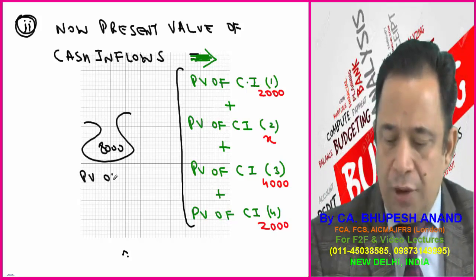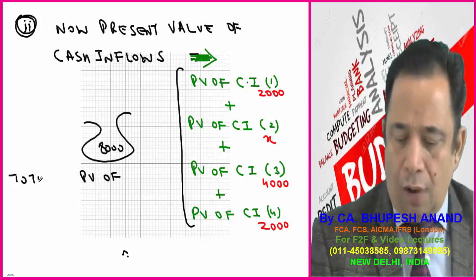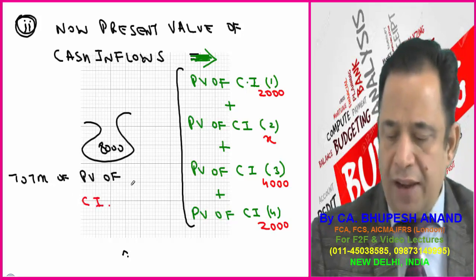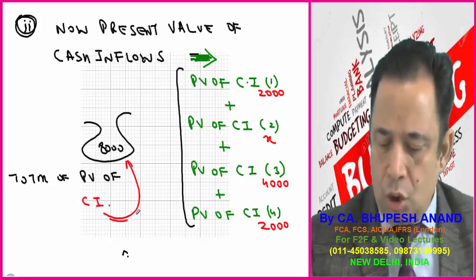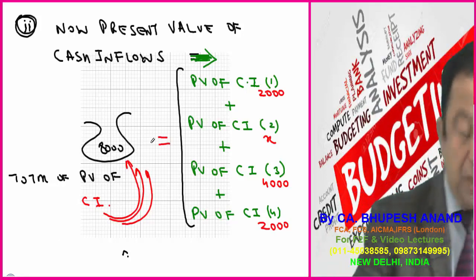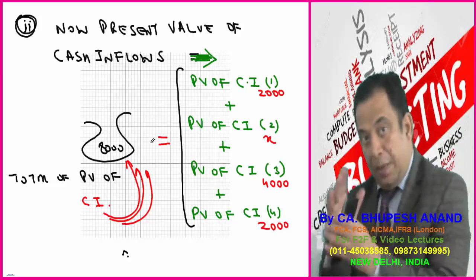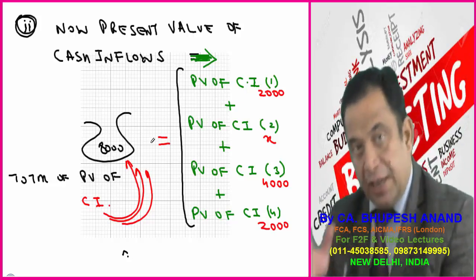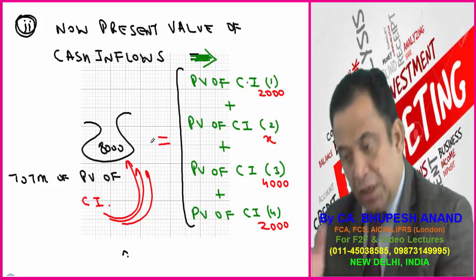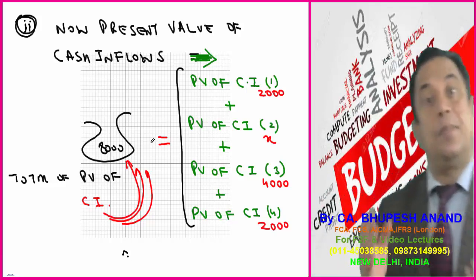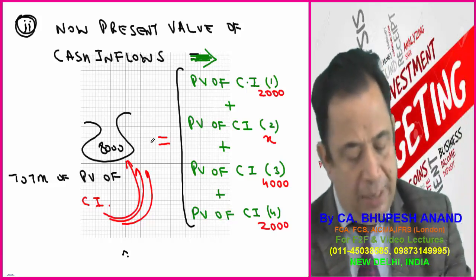Present value total of present value of cash inflows, total of present value of cash inflows is 8,000. That is equal to present value of cash inflow for first year, present value of cash inflow for second year, present value of cash inflow for third year, present value of cash inflow for fourth year. So how we will use it with the help of calculator? So I am using it with the help of calculator.